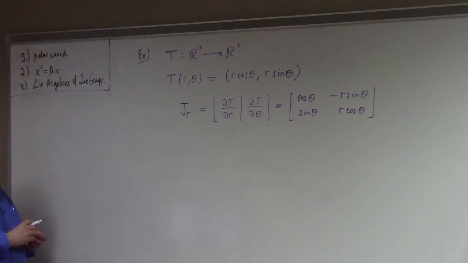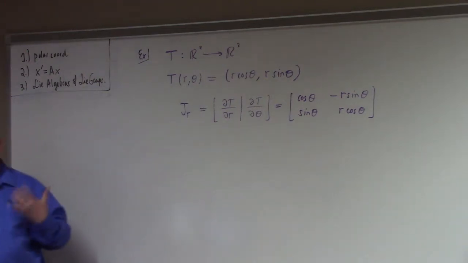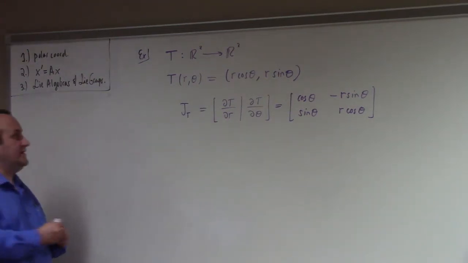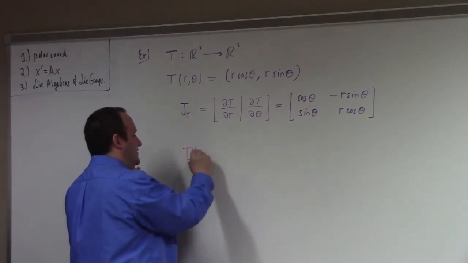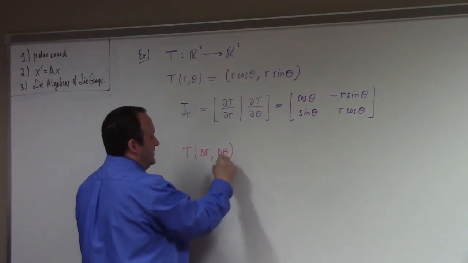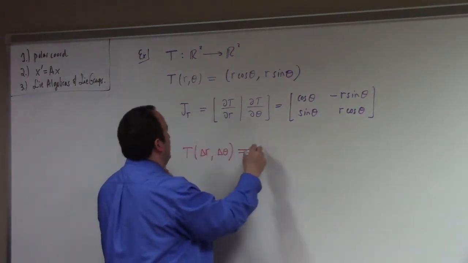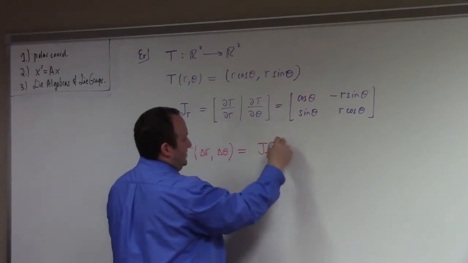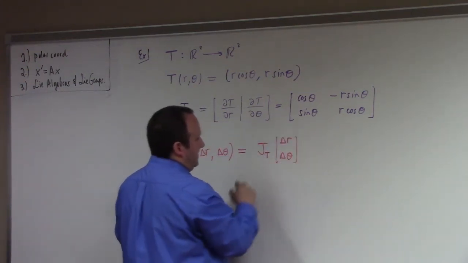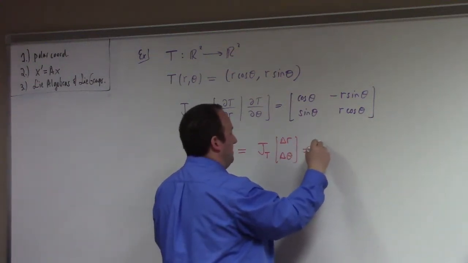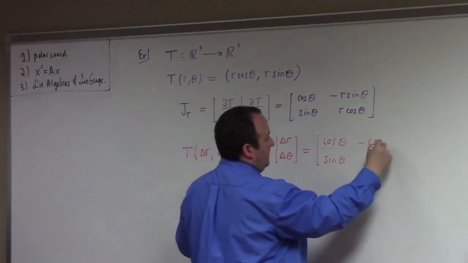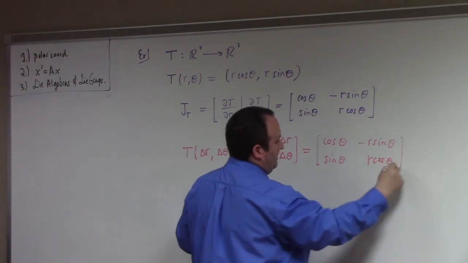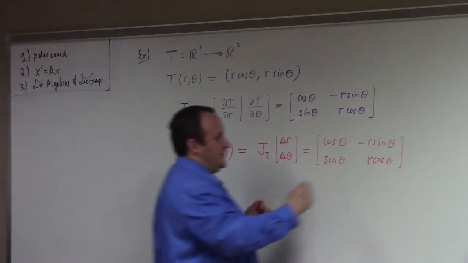And so if we want to use the linearization idea I was telling you guys about, we can linearize this change of coordinates as follows. We can say T of a little change in r with a little change in theta is actually going to be equal to the Jacobian of T times the change vector, a little change in r and a little change in theta.